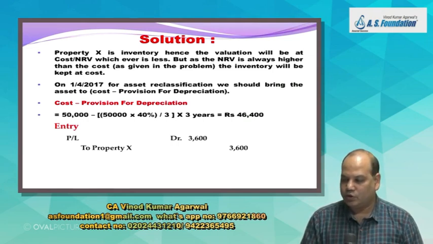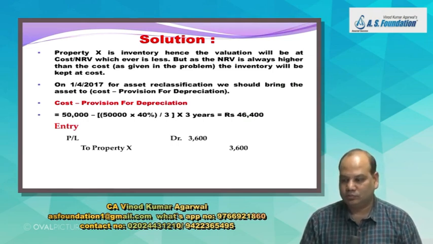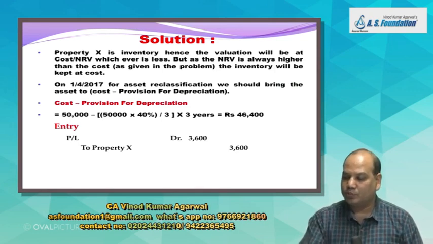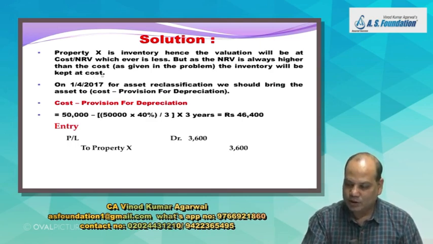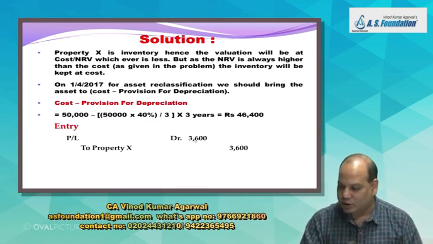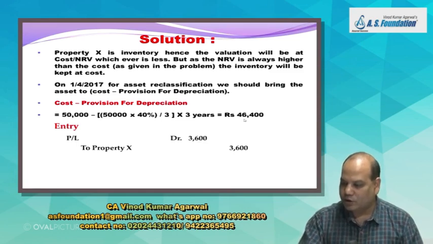As the NRV is always higher than the cost, the inventory will be kept at cost. That means the book value of the inventory right now is 50,000. The purpose of this paragraph is that in order to get this P&L account figure, I need to compare 46,400 with the book value of inventory, which means book value of the inventory now is 50,000.